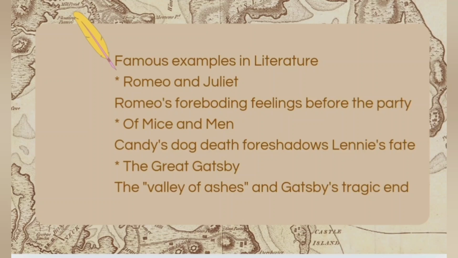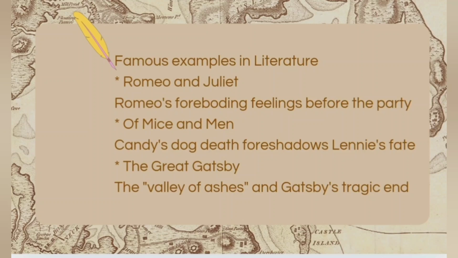In Romeo and Juliet, Shakespeare uses foreshadowing throughout the play. One of the most famous examples is when Romeo has a bad feeling about going to Capulet's party, saying, "I fear too early, for my mind misgives some consequence yet hanging in the stars." This foreshadows the tragic fate that awaits the lovers, hinting at their doom.